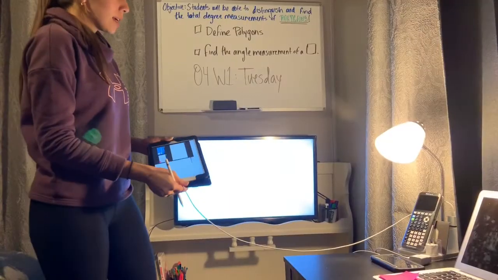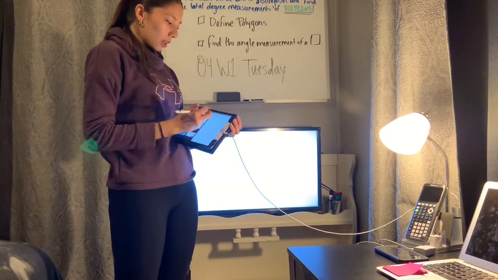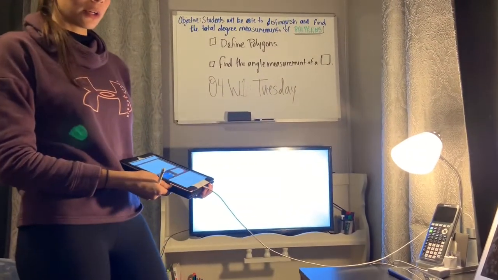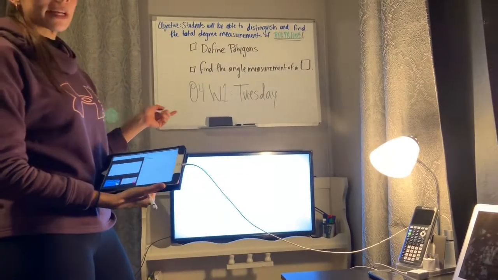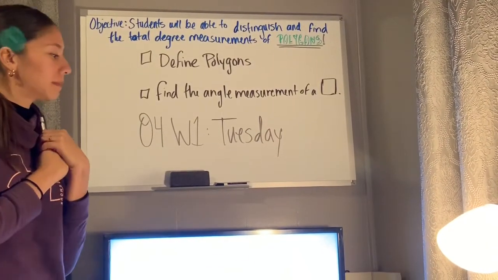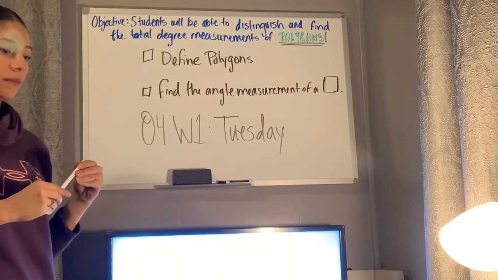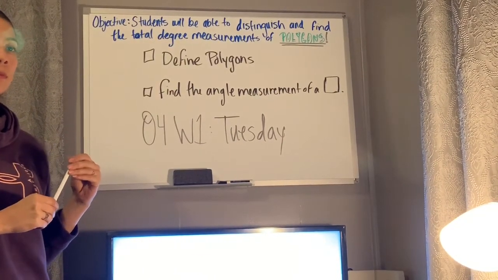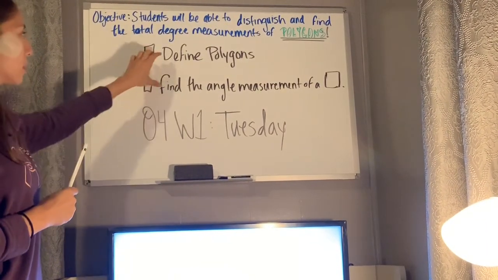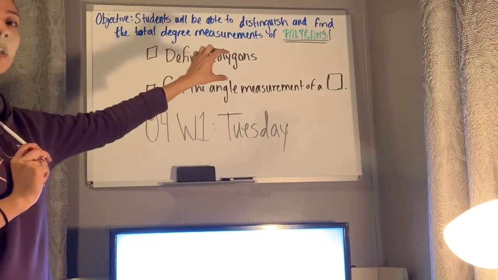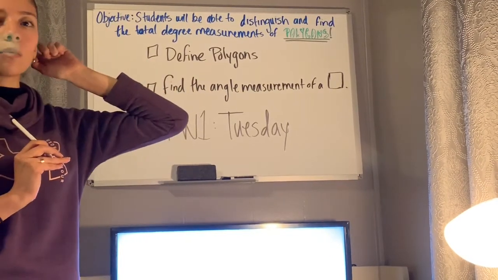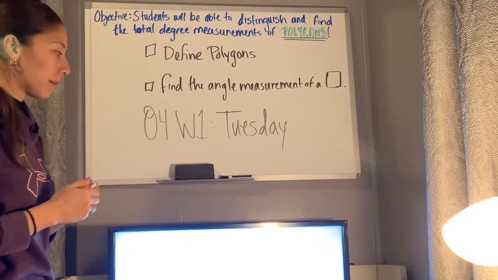All right guys, as I mentioned before, we're starting polygons. Right now, please go ahead and take out your notebook and try to write your objective. I'm going to give you a few seconds to do that. It would also be useful for you to write these two things down, because that's going to keep you accountable and myself accountable that if we defined a polygon and figured out the angle measurements of a square, then we did this entire lesson correctly and we learned something new today.